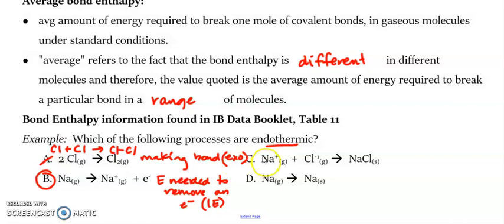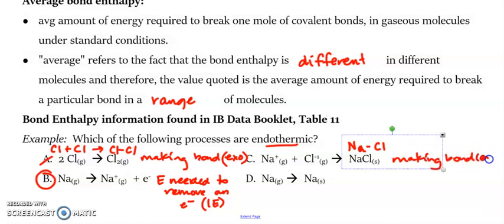So C, you have a sodium ion plus a chloride ion, and together they make a sodium chloride compound. So you have made a bond, right? Sodium's bonding to chlorine here. So just like A, you're making a bond. So this is also exothermic. So it can't be C. And then the last one, you're going from a gas to a solid, nothing else changes. Well, if you're going from a gas to a solid, you have to remove energy.